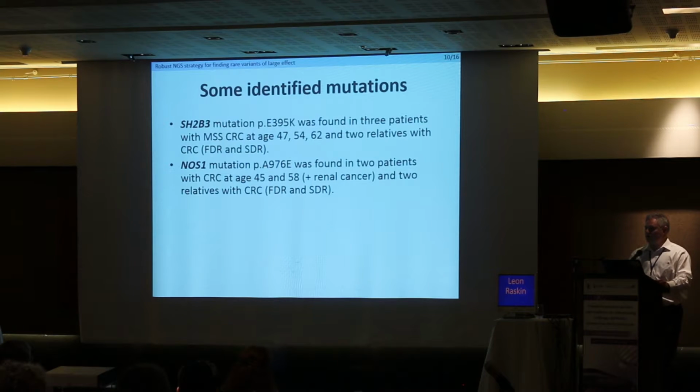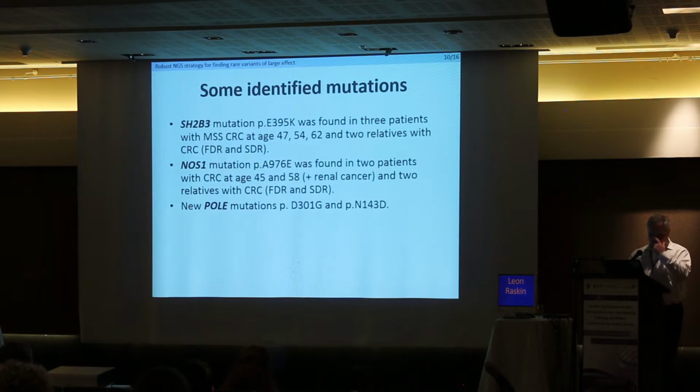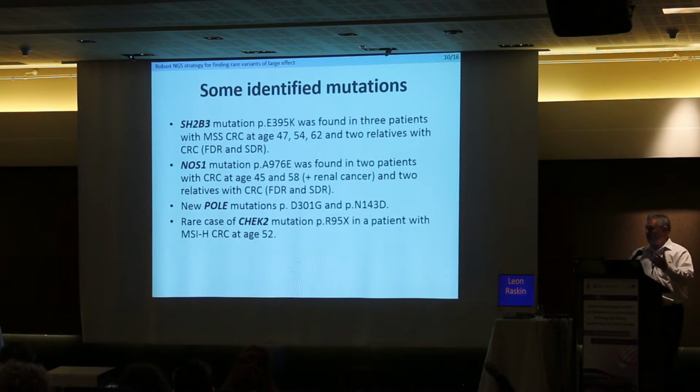NOS1 is from the same GWAS with colorectal cancer, also found 2 mutations, the same mutation in the 2 patients with different early onset of colorectal cancer. Identified new POL-E mutations, very rare case of CHEK2 mutation, truncating mutation in the patient with colorectal cancer.